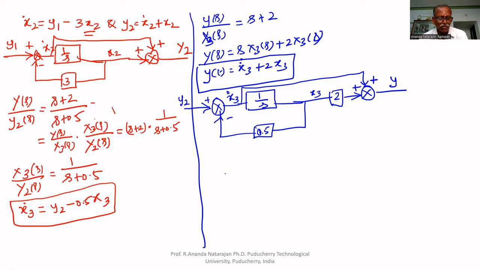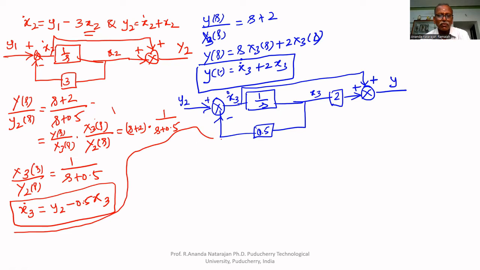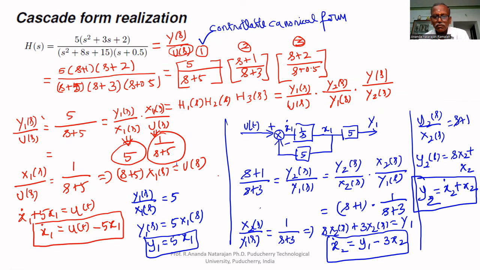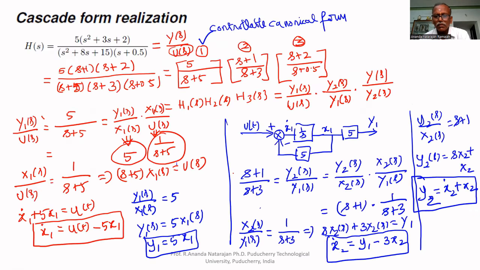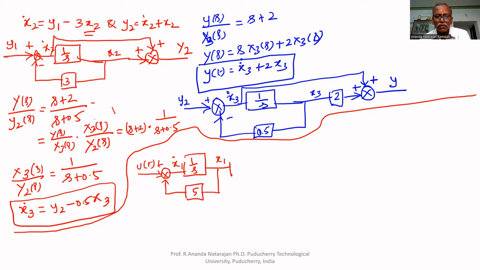cascade form of realization. So we combine all the diagram together so that you will get here, this is u of t plus 5 times, this is x1 dot, 1 by s, this is x1, then y1 equal to 5 times x1.